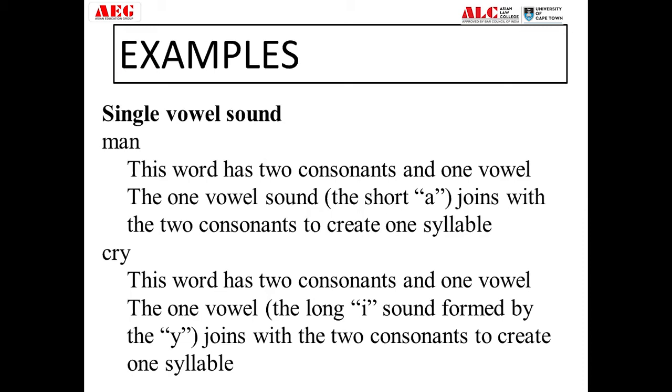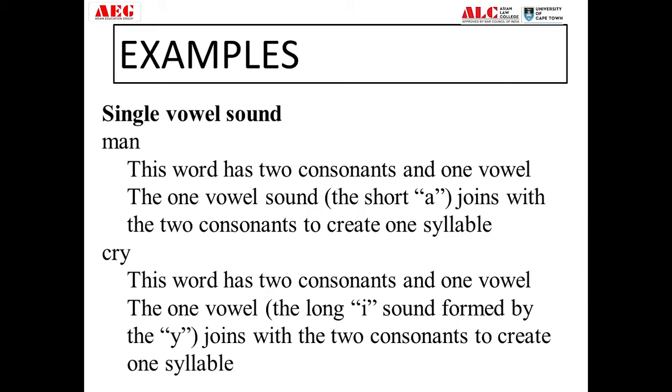if you can say M-A-N, right? I hope you understand the consonants, the alphabets apart from the vowels that we have: A, E, I, O, U. A, E, I, O, U. Five vowels that we have in the English alphabet. So M-A-N, that is man. The one vowel sound, the short A, joins with the two consonants to create one syllable.